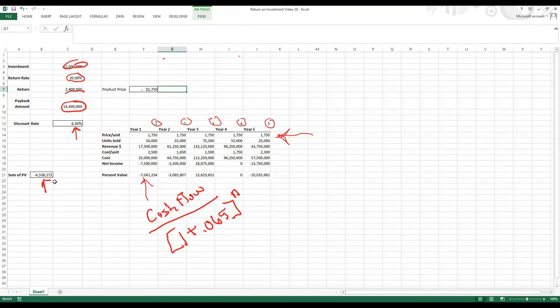Okay, that's better. Now we're at a little bit below zero, but it tells us again we need a higher price than that. So let's go with $1,900 as the price. Okay, now our sum of the net incomes is $20 million. Now we're a little bit over. So let's split the difference at $1,850.